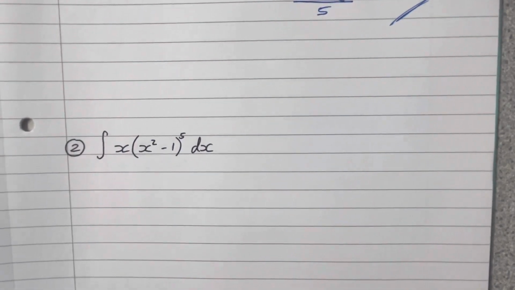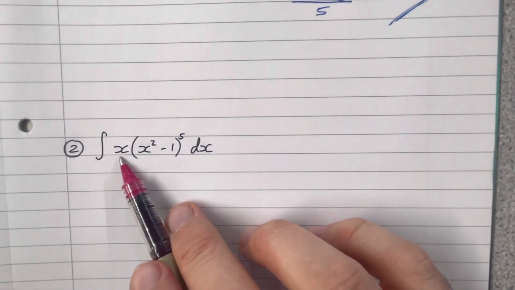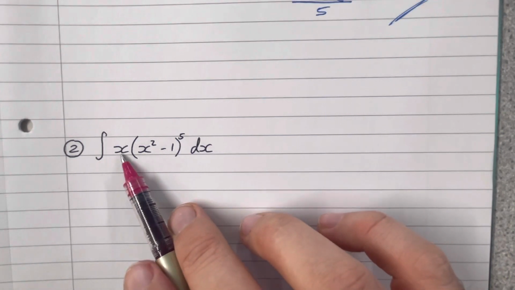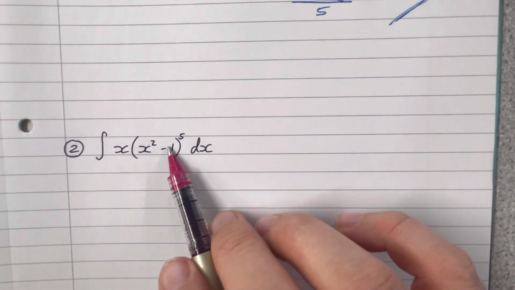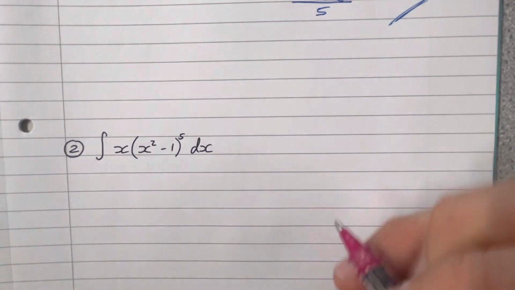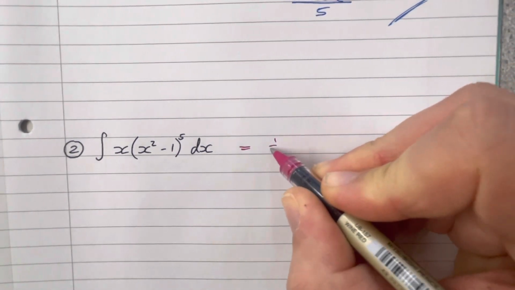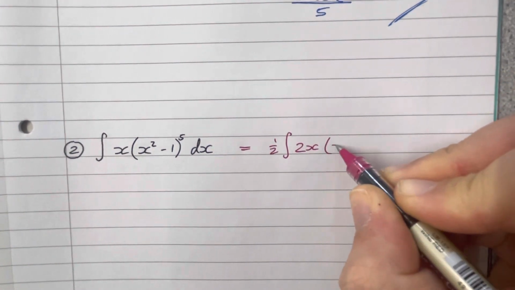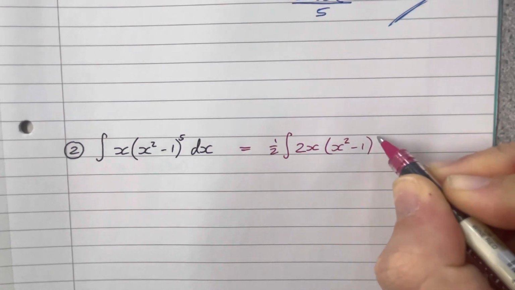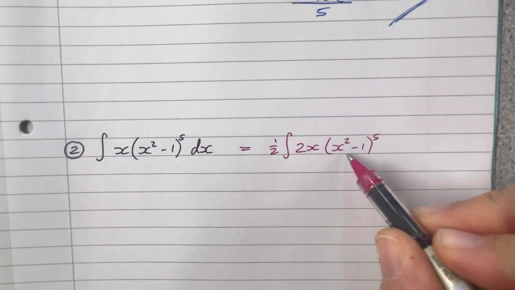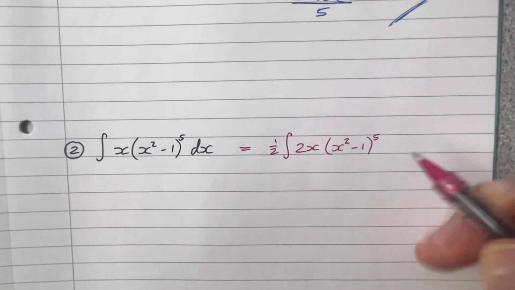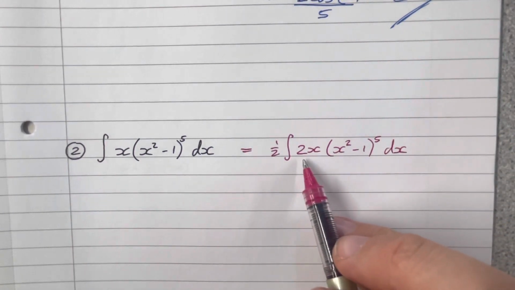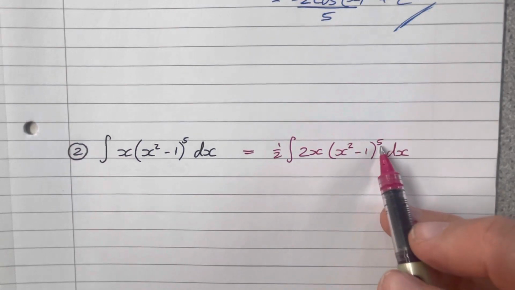Okay, similar one here. We've got x times (x squared minus 1) to the power 5. This time we can see that the multiplier at the front is going to be the derivative of the contents of the bracket. But in order to do that, I first of all need to bring a half out so that I've got a 2x there. I'm doing this because the differential of x squared minus 1 is 2x, so I need the 2x to be there. And now it's of that form, f prime of x times f of x to the power n.